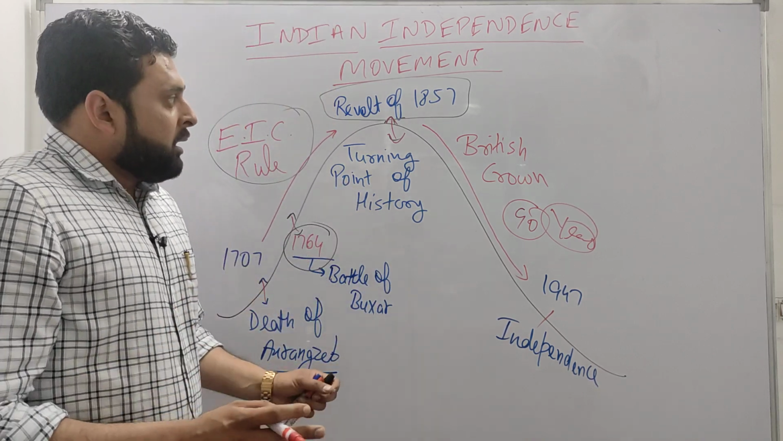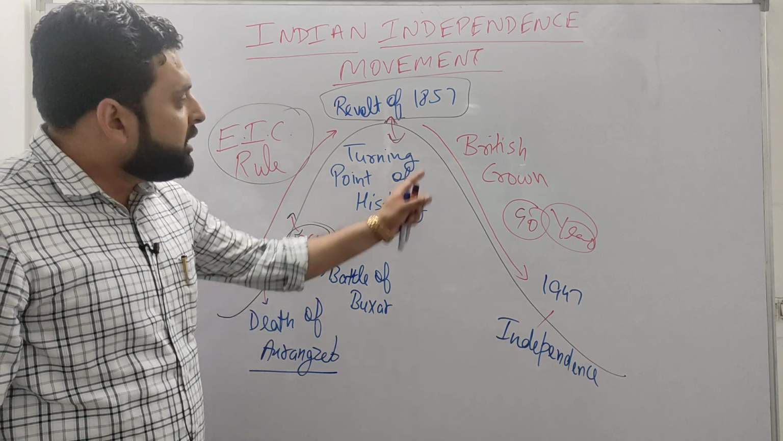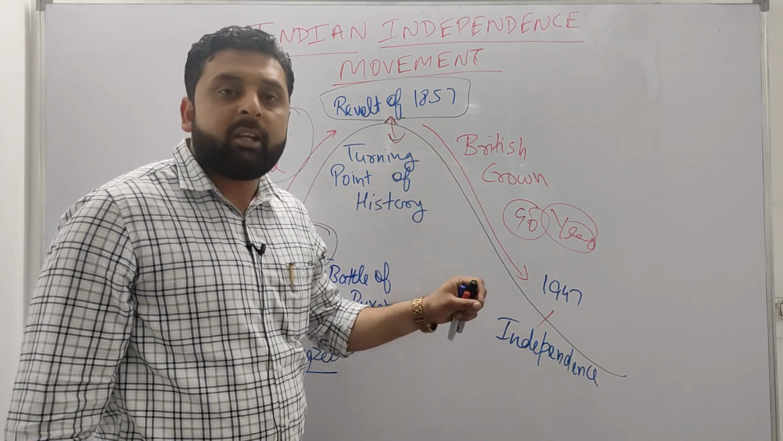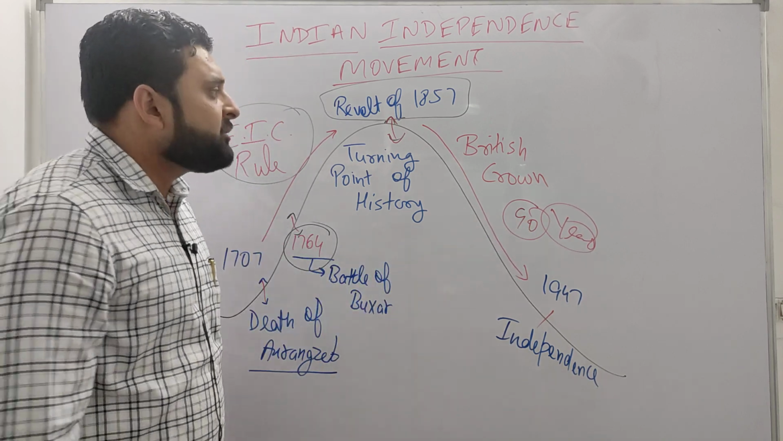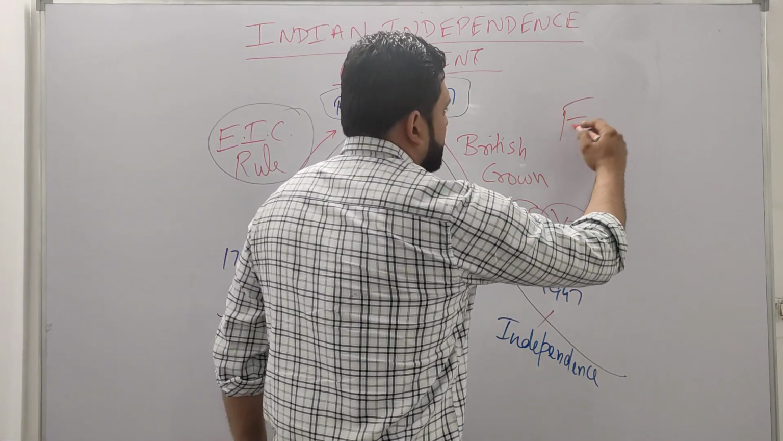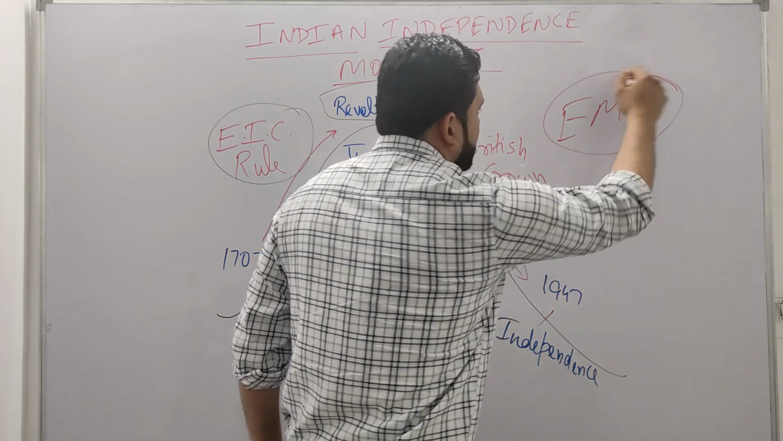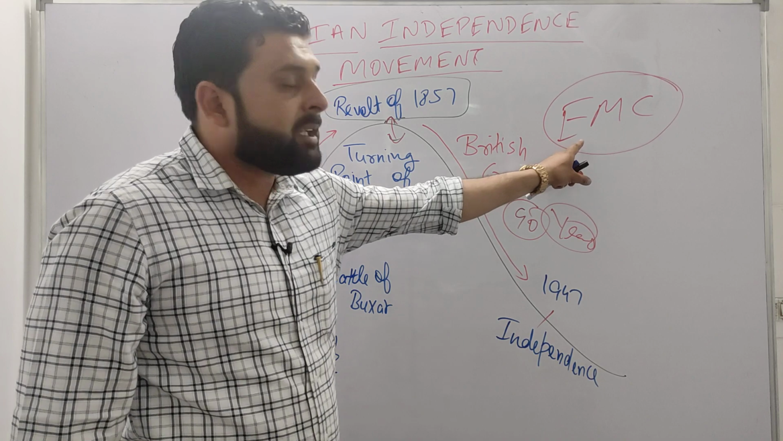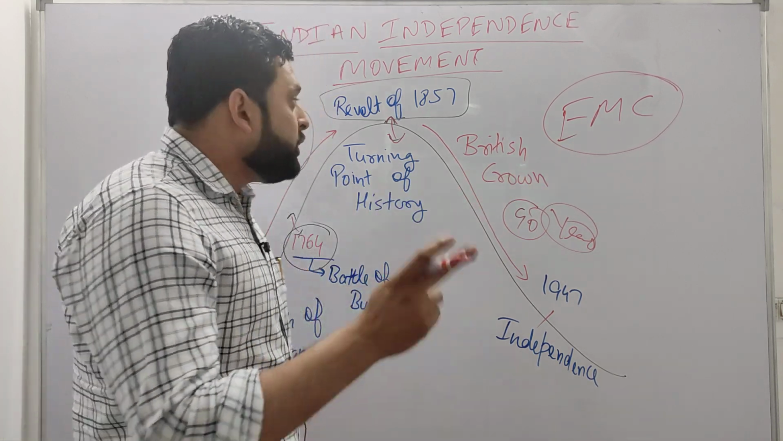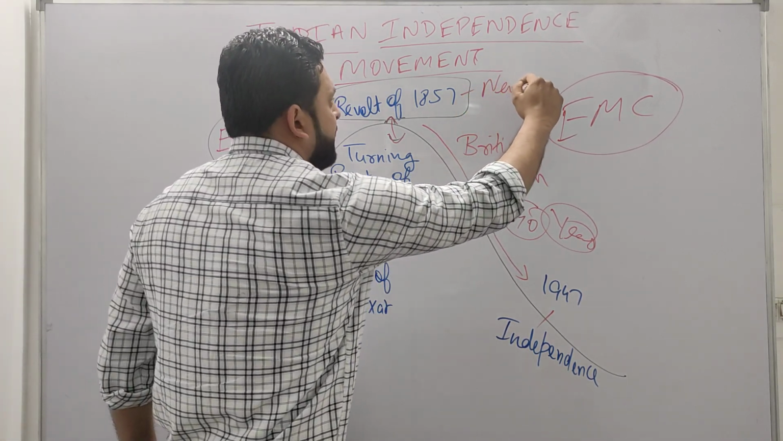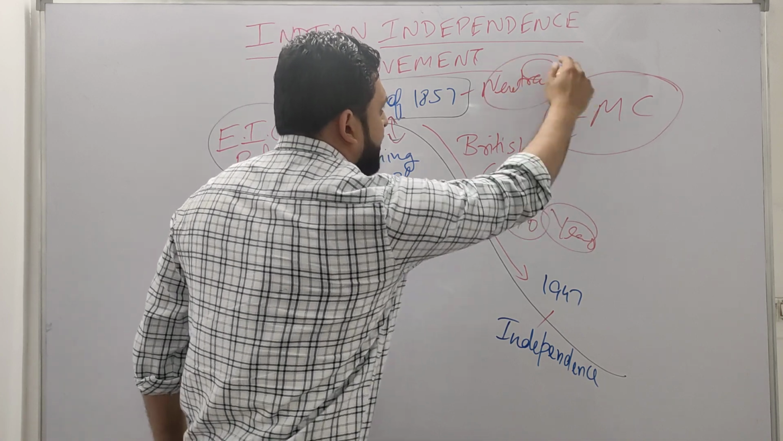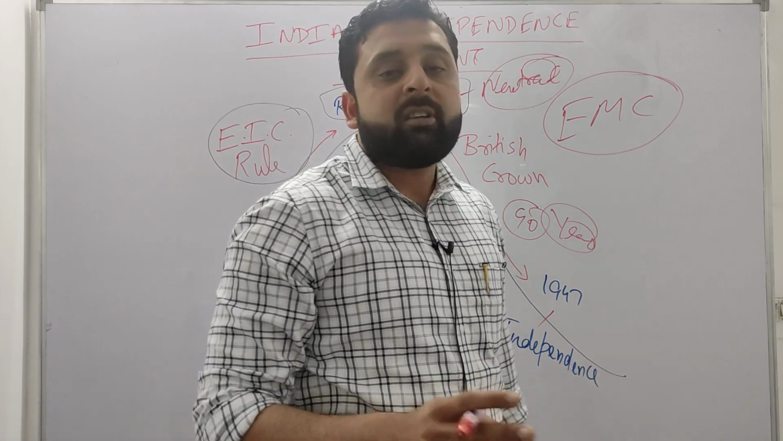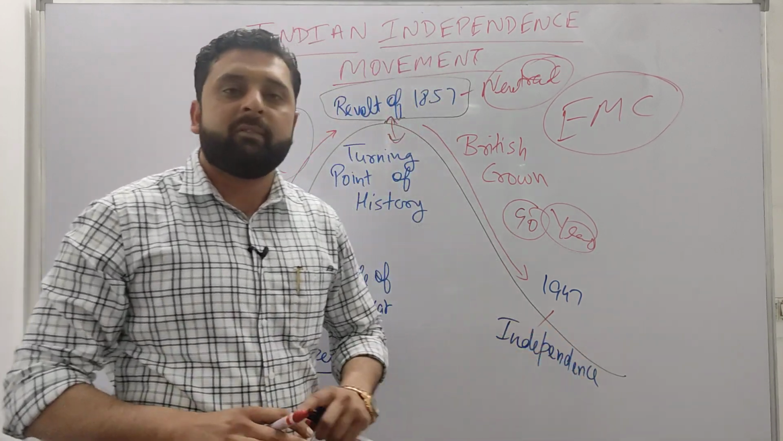Now let me tell you one thing very clearly. This war for independence was not fought by any leader or king or someone like that. It was fought by a section of society known as the educated middle class. Remember, the educated middle class was neutral in the 1857 revolt. It didn't support Britain, it didn't support Indians, they were neutral.